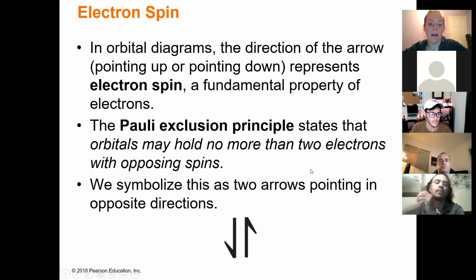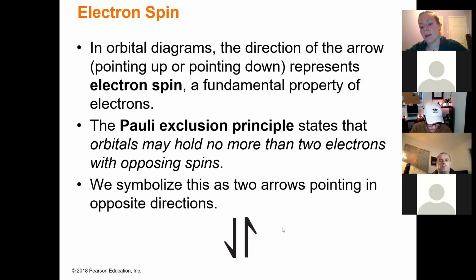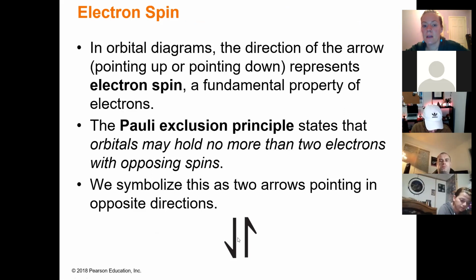So we've got orbital diagrams. Anytime you're doing an orbital diagram, you always want the electrons to point in opposite directions like this. So you draw an arrow pointing down and then up, or you have an arrow pointing up and then down, doesn't matter. They have opposite spins. This is because of a principle called Pauli's exclusion principle. It is important. The electrons can't spin in the same direction.